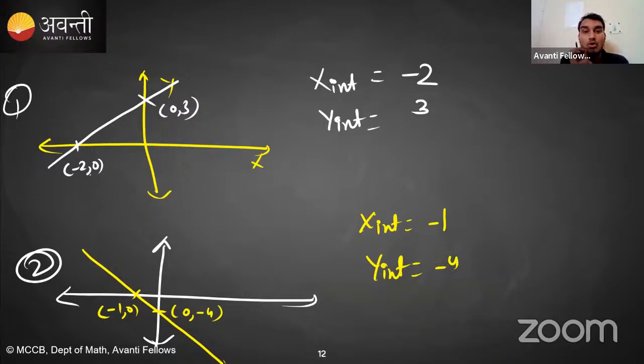So x and y intercept can be positive or can be negative. It's just the x coordinate of the point of intersection of the x axis with the line that is the x intercept, and the y coordinate of the point of intersection with the line is the y intercept. Is this clear? Intercept is clear now? Okay, very good.